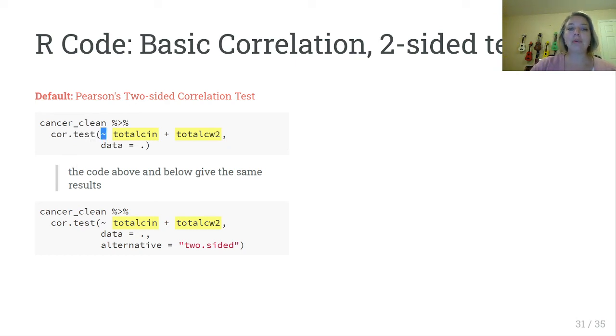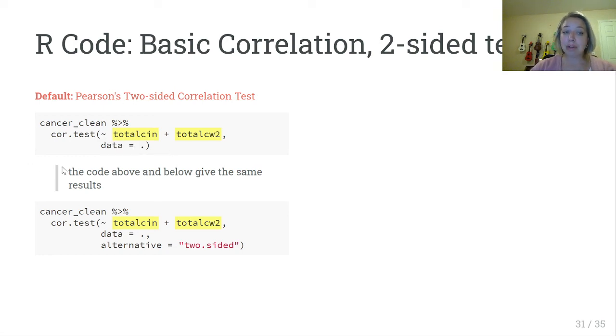Then we're going to give the formula. For correlation, the formula always is nothing, tilde sign, and then the 2 variable names added together. Same side because there's no X and Y. They're just 2 variables correlated bidirectionally with each other. And then data equals dot.